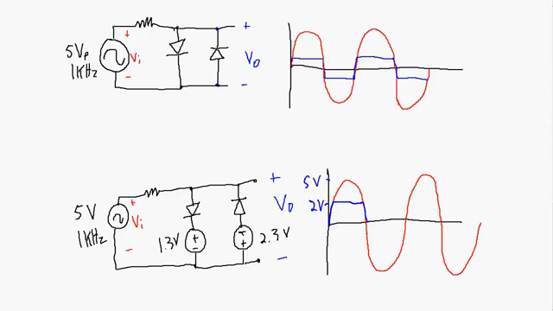Now, going in the negative cycle, this point over here has to be 0.7 volts above this point over here, but we have this biasing offset from this 2.3 volt source. So the second diode will not become forward biased until the input signal gets 0.7 volts below negative 2.3 volts. So in other words, at minus 3 volts, that's when this diode here becomes forward biased.